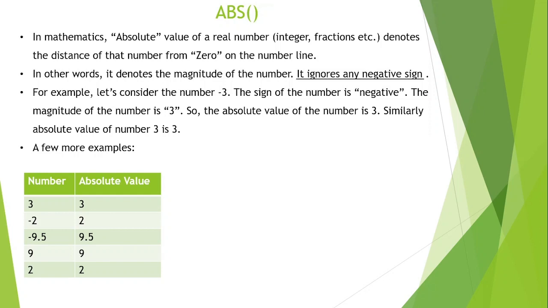So basically what the function does is it ignores any negative sign and returns only the pure magnitude of the number. If you want to find the absolute value of a positive number, the result would be the number itself, because the pure magnitude of the number is equal to the number. Let's take a look at a few more examples. The absolute value of -2 is 2, the absolute value of -9.5 is 9.5, the absolute value of positive 9 is 9, etc.